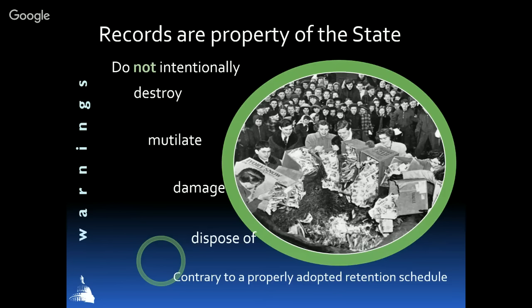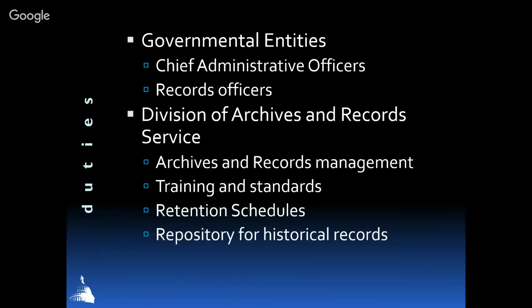The law specifically says, do not intentionally mutilate, destroy, damage, or dispose of records contrary to a properly adopted retention schedule. And to break the law is a Class B misdemeanor. This can be positively stated as records must be maintained and must remain accessible for the duration of their approved retention periods. The other thing that PRMA does is outline the legal responsibilities and duties of governmental entities. We already discussed this at the beginning, that chief administrative officers and records officers have specific duties.